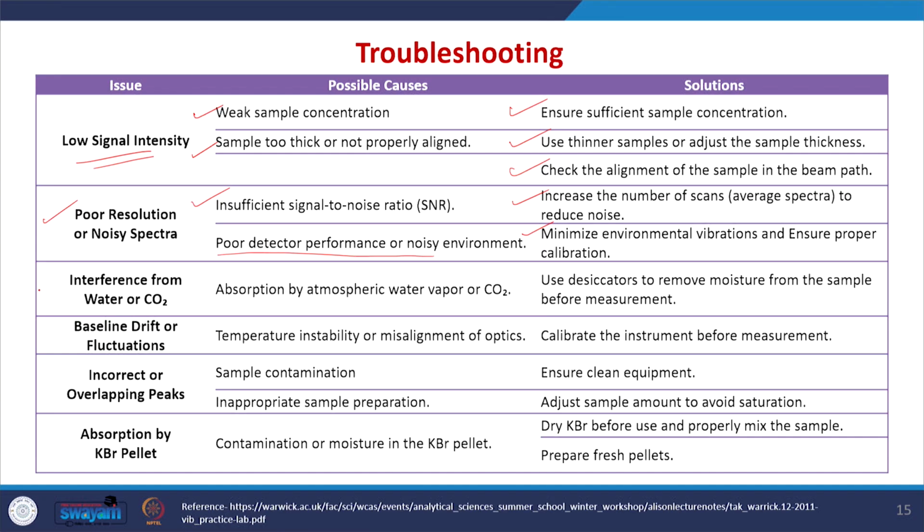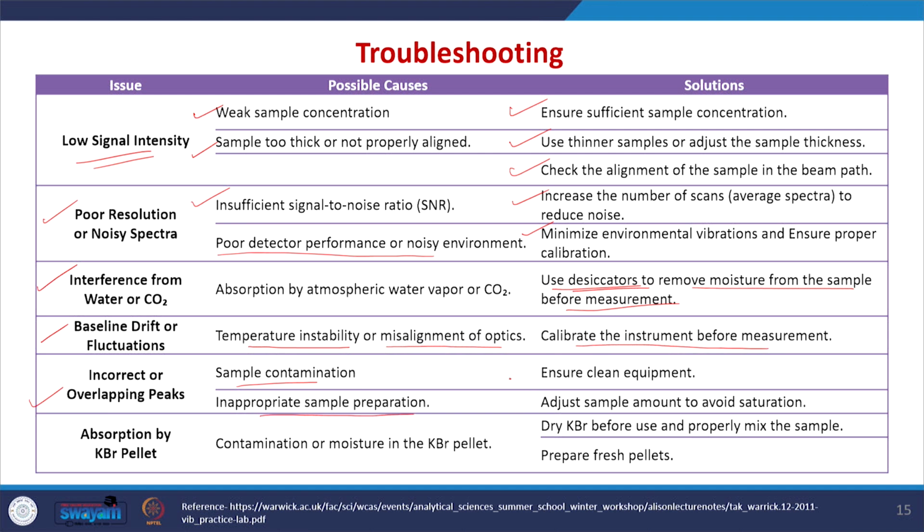The third issue may be interference from water or carbon dioxide. To overcome that, we have to use a desiccator to remove the moisture from the sample before measurement. The other issue is baseline drift or fluctuations. It may be due to temperature instability or misalignment of optics. This can be overcome by calibrating the instrument before the measurement. And if you are getting incorrect or overlapping peaks, it may be due to sample contamination or inappropriate sample preparation.